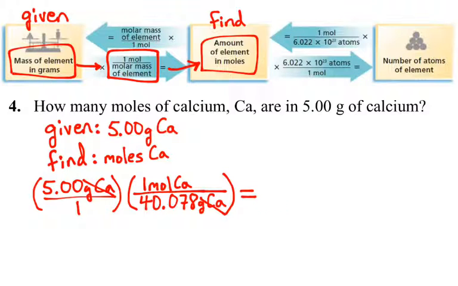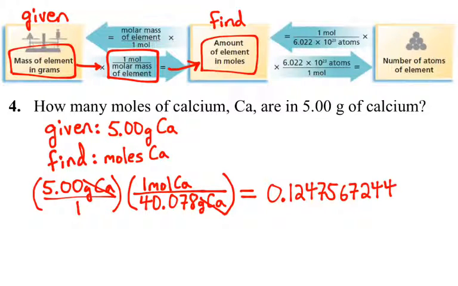So we do the math and we get 0.12475672244, and as we see in all of these problems in this series, this number of digits is way too many. We are not justified in having this many digits to the right of the decimal place, so we need to round our answer to the proper number of significant figures.